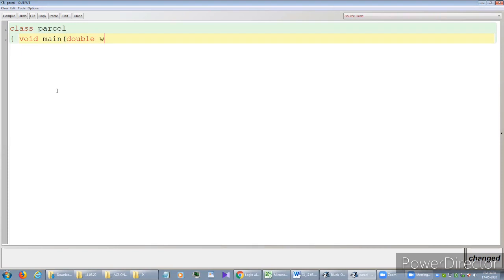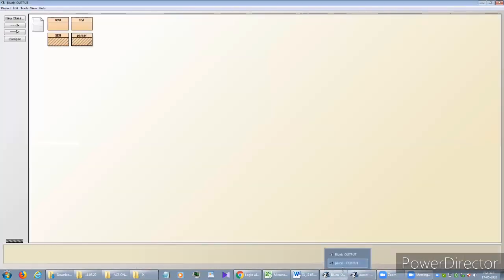Double W is taken as weight. Now, apart from Vaishi and Moitri, is anyone having any doubt regarding the question? I will ask one by one, please inform me first.